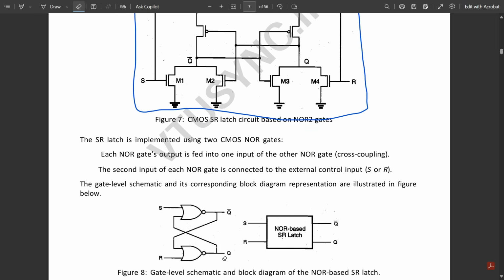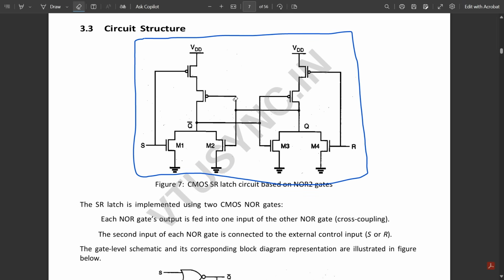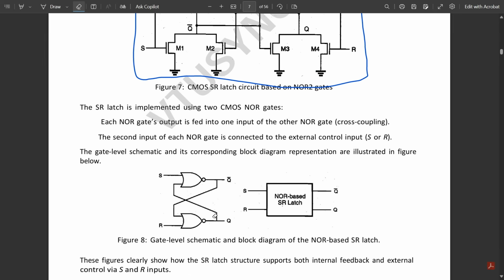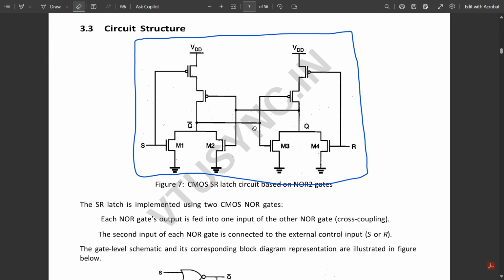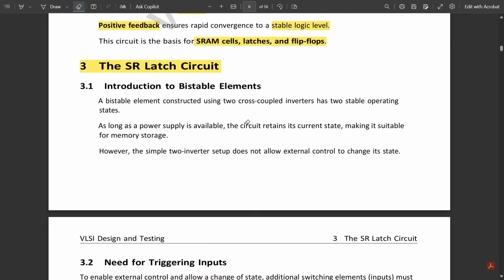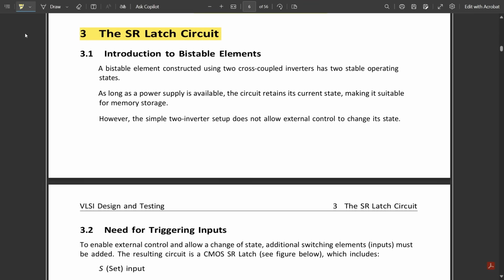then the connections based on the circuit they have made, that is this second input is given as the output for Q. So you see here the second input is given as the output for Q, and here this input R is given as the output for Q bar. So like this they have made this simple two input CMOS implementation SR latch circuit. Okay, so hope the circuit connections is clear.